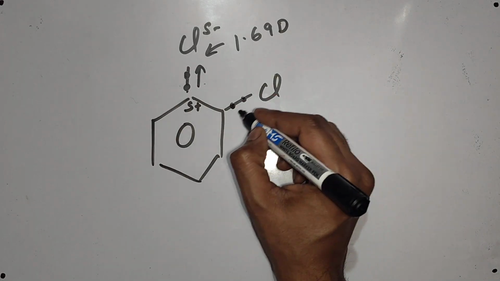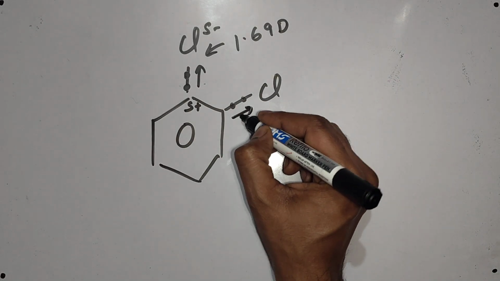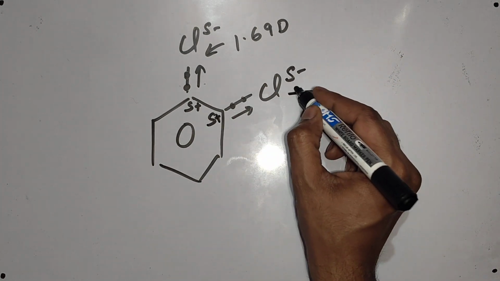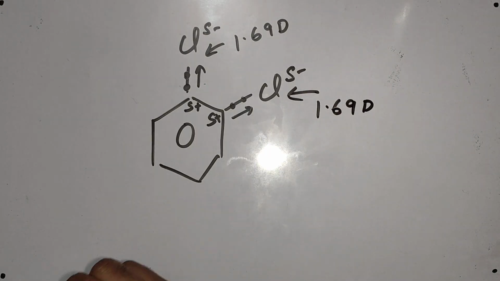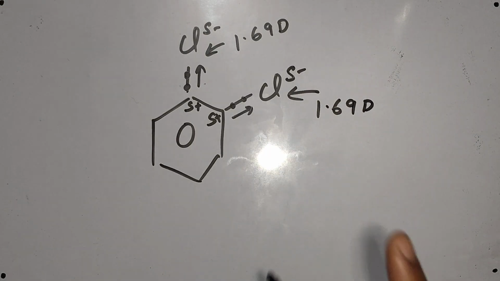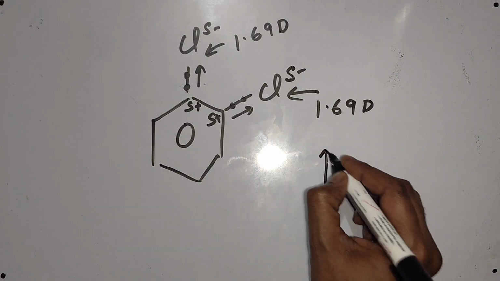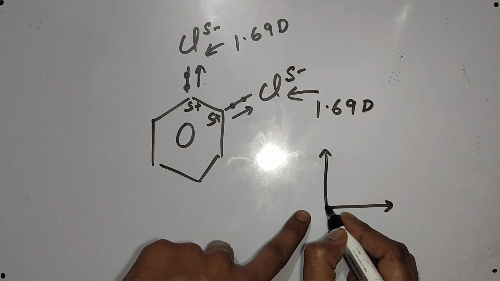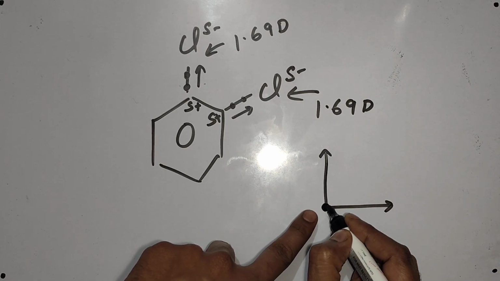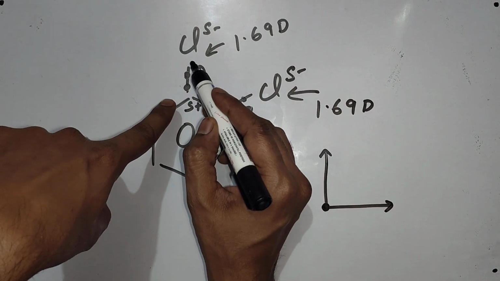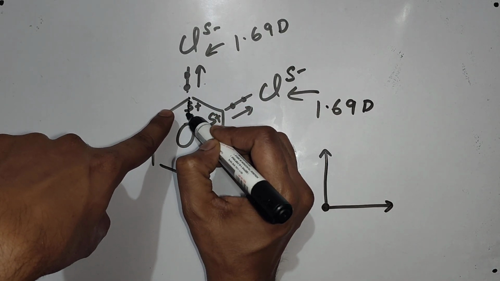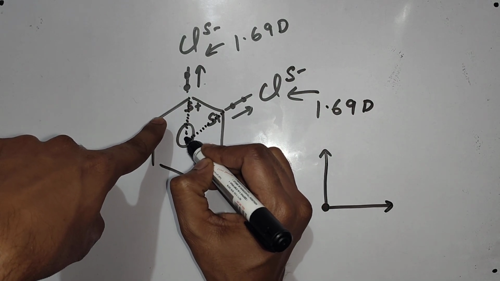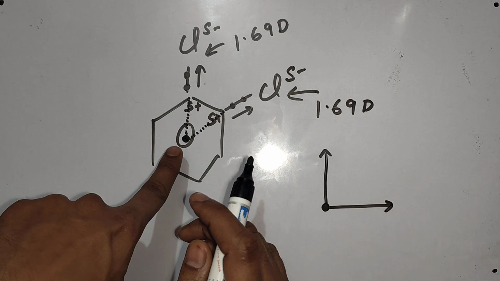Similarly here, chlorine is more electronegative than carbon, so electrons are going toward chlorine. Chlorine is negative, carbon is positive. This is a second dipole whose dipole moment is again 1.69 D. Now, when we have two dipoles, suppose this is the first dipole and this is the second dipole, and their originating point is the same. Like if I extend this dipole up to here and this dipole up to here, their originating point will be this one.